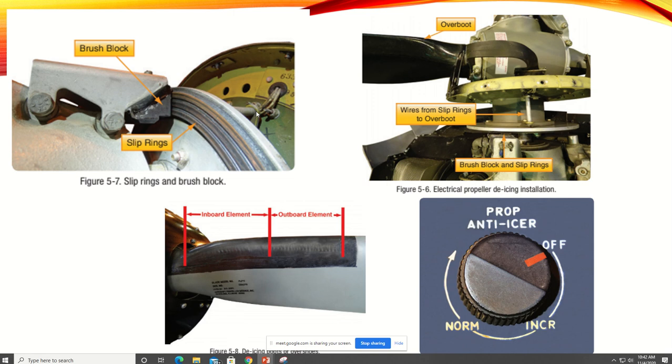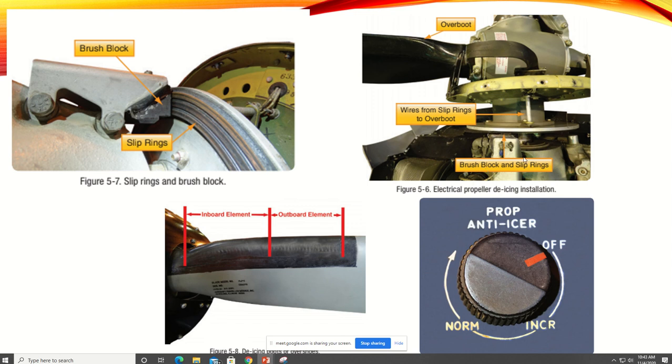Kita ada nampak ni sebenarnya, wire, kind of wire here, right? Okay, to the heating element of this overshoot boot, something like that. It's rubber, okay, black in color, and then underneath is the heating element. Okay, that's why it covers up lah. Okay, what we have here? Wires from slip ring to overboot. Yeah, you can see my cursor here.